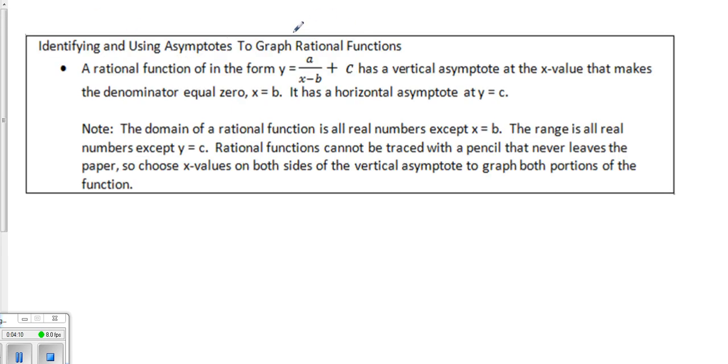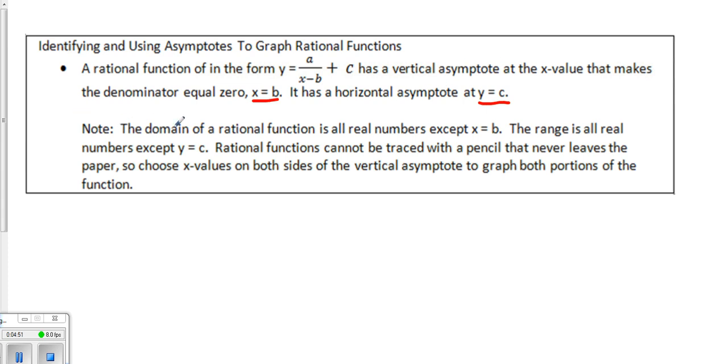Identifying and using asymptotes to graph rational functions. Any rational function of the form y equals a over x minus b plus an extra c value has a vertical asymptote at the x value that makes the denominator equal to 0, or you can think of it as x being b, and there's a horizontal asymptote at y equals c, so this extra value here. Now notice, this one, x equals b, makes a vertical line. This one, y equals c, makes a horizontal line. And in our examples, you'll see what those look like.